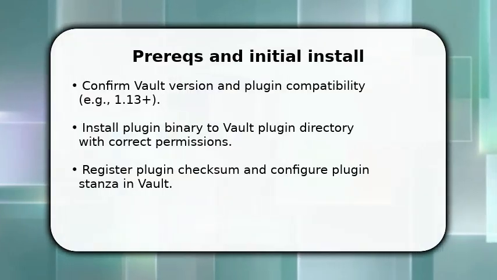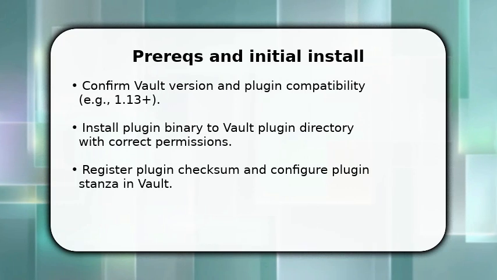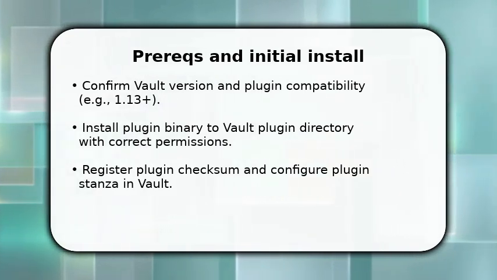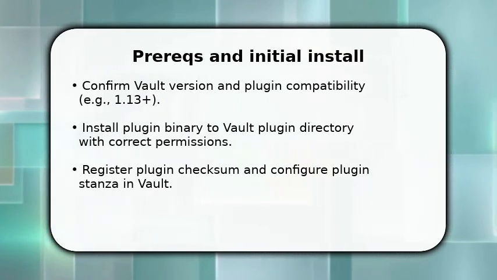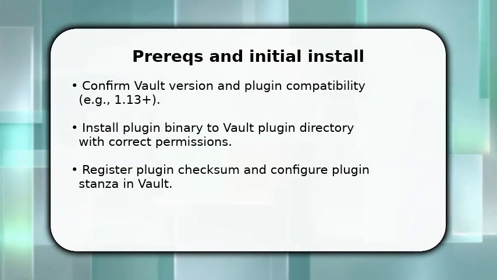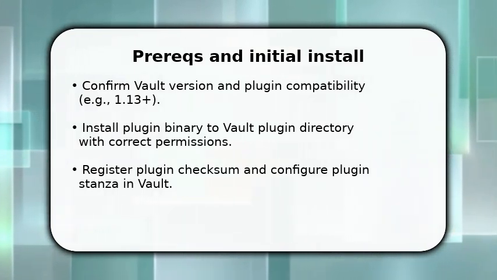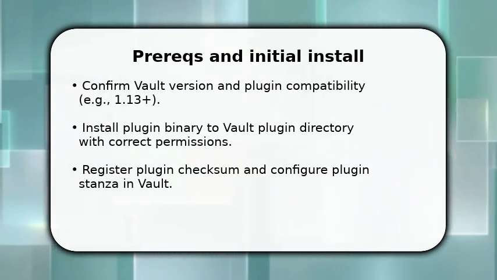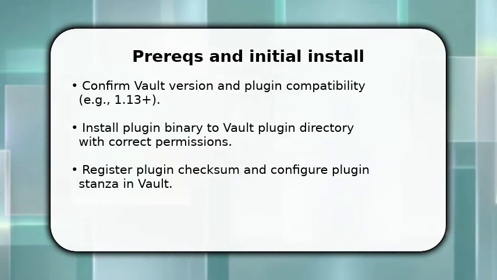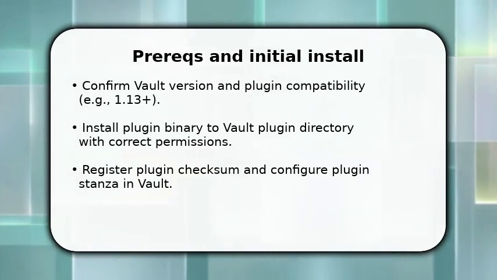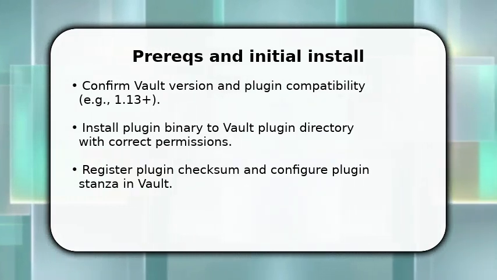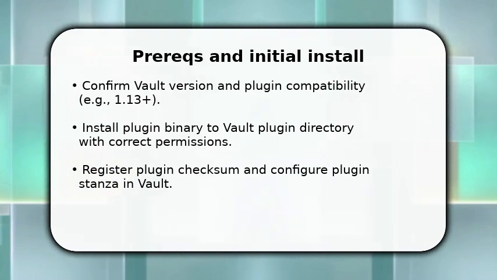You will first verify prerequisites: Vault version, plugin build, and OS dependencies so the plugin behaves reliably. Start by placing the plugin binary in Vault's plugin directory and setting executable permissions. This ensures Vault can load it. Once done, compute and register the plugin checksum in Vault's plugin catalog and create the plugin stanza in the configuration. These steps prevent signature or mismatch errors and prepare Vault to enable the plugin securely.